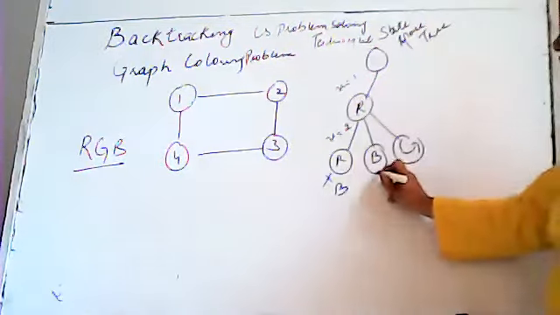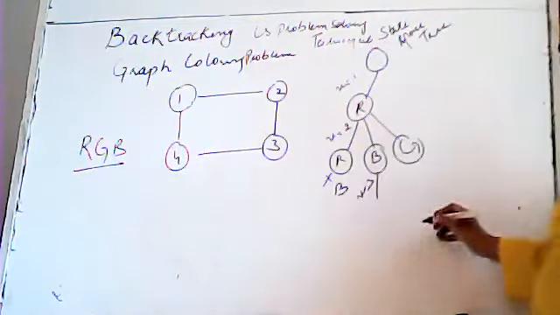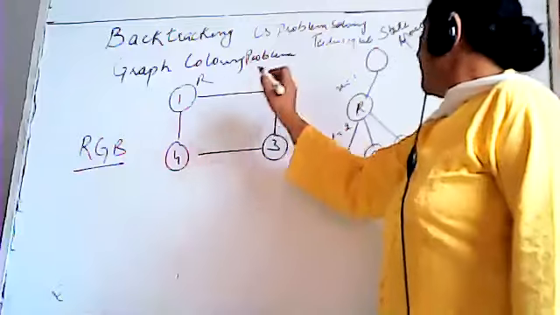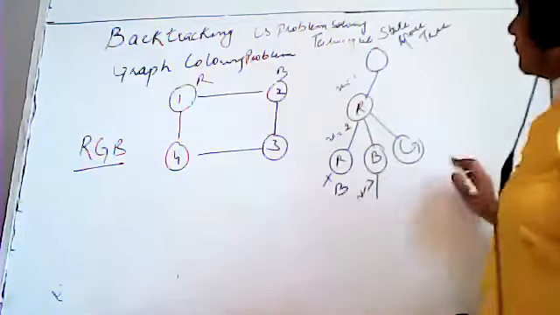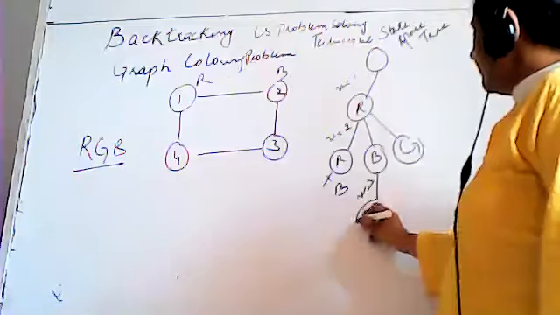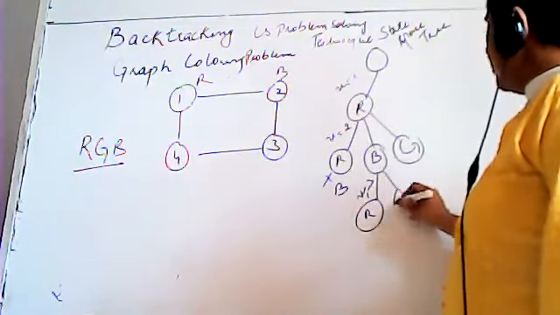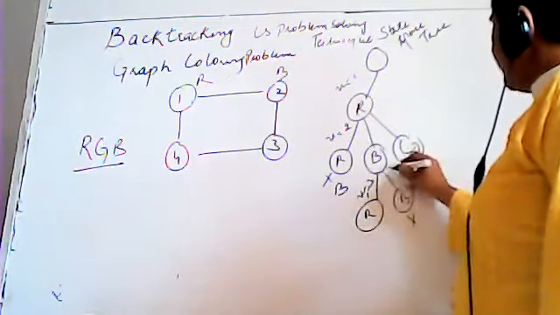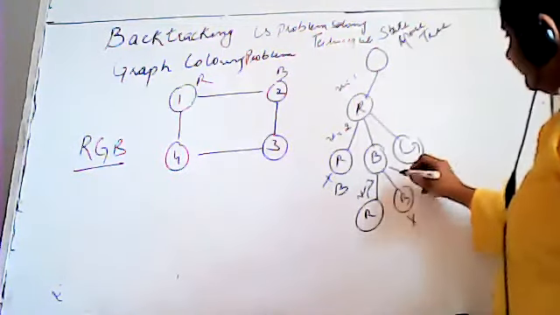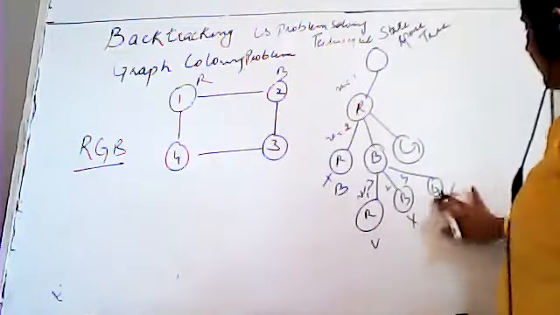Now what would be the node x equal to 3? Which color can we give to the third node? Here you have given red, here you have given blue. Now what would be the third color? Can you give red? Yes. Can we give blue? No. Can we give green? Yes. So for 1, 2, and 3, yes, okay.